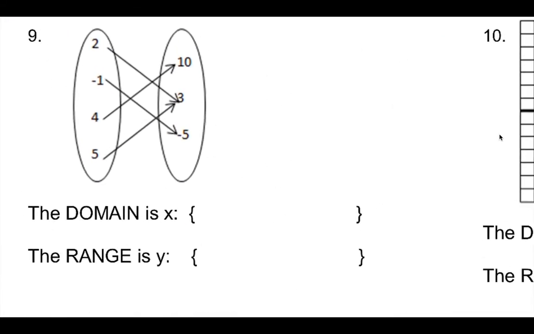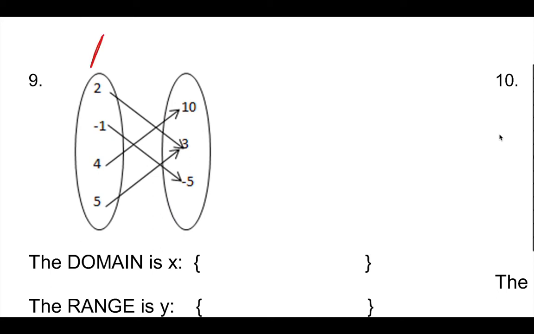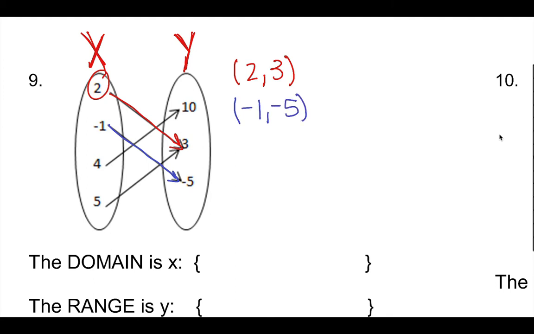And here's a map. So remember how maps are read? I've got x values are always on the left, y values are always on the right. So I've got 2 is going to 3. So if you have trouble reading these, I would just map them out, and then I would write the ordered pairs. That way it's easier to see if you're having trouble with it. -1, follow the arrow, goes to -5. So -1, -5. Then I've got 4, 10. And then I have 5, 3.